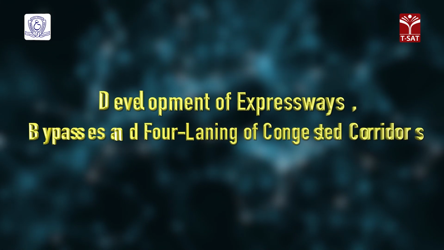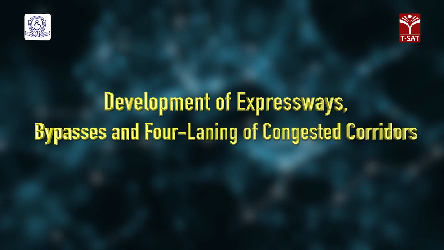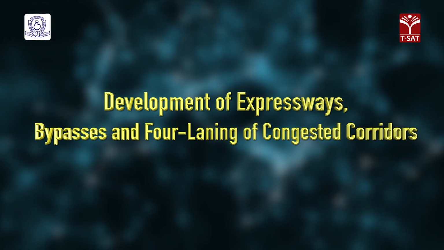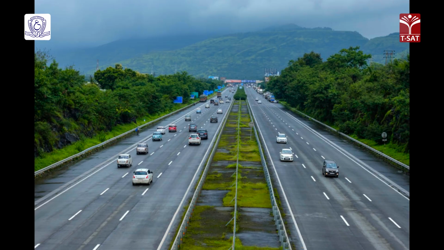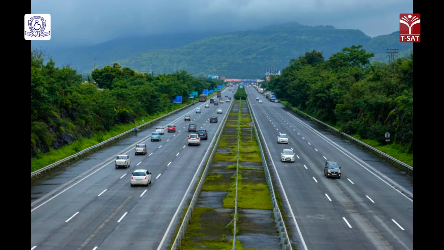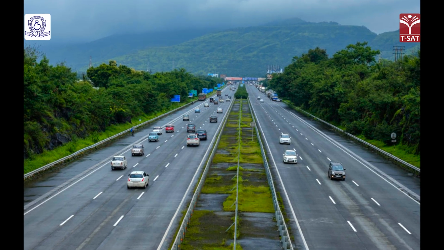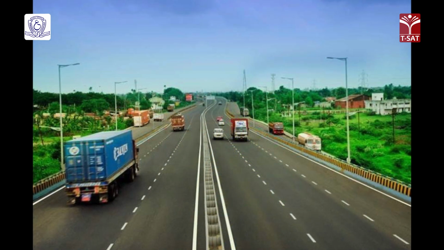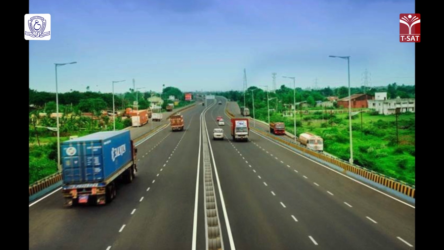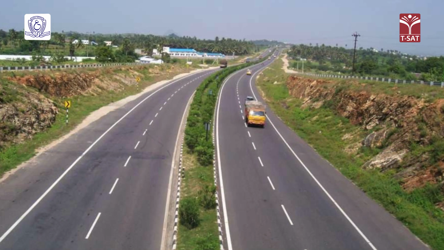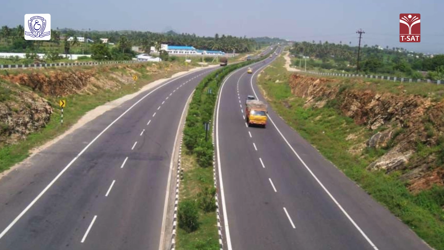There are some suggestions which may be crucial in this regard. The first one is development of expressways, bypasses and 4-laning of congested corridors. Considering the huge problem of congestion in the existing national highways, it is quite important that more national highways, expressways, bypasses and 4-laning of congested corridors be constructed throughout the country for maintaining an improved road network.